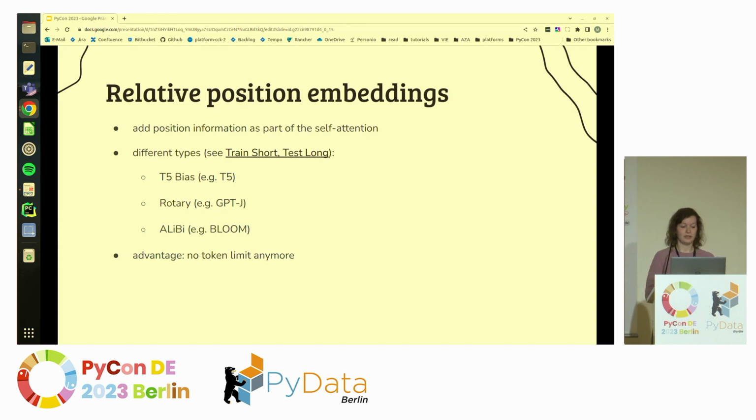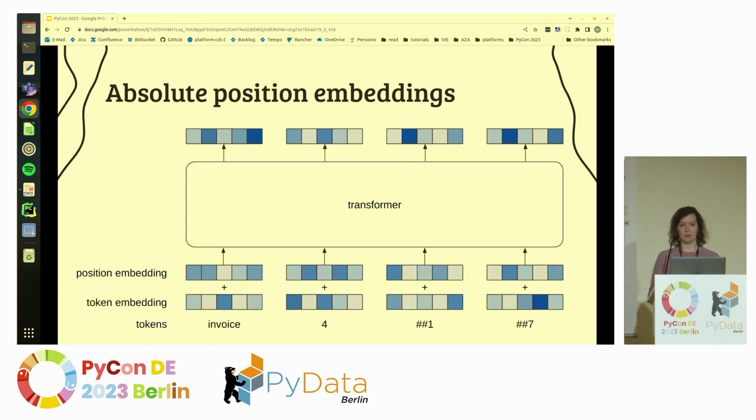People also developed alternatives, relative position embeddings. Here the idea is a bit different. The position information is not added to the model as part of the input, but the idea is to modify the self-attention mechanism. If we go back to the example, if we compute the attention between invoice and 4, we would say the relative distance between these tokens is 1. While if we compute the attention score between invoice and 1, we would say the relative distance is 2. So it's not that the token invoice always has a fixed position embedding, but it depends on what's the pairing token to compute the attention.